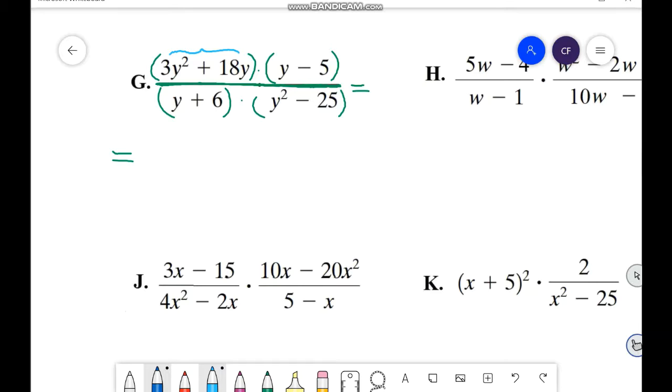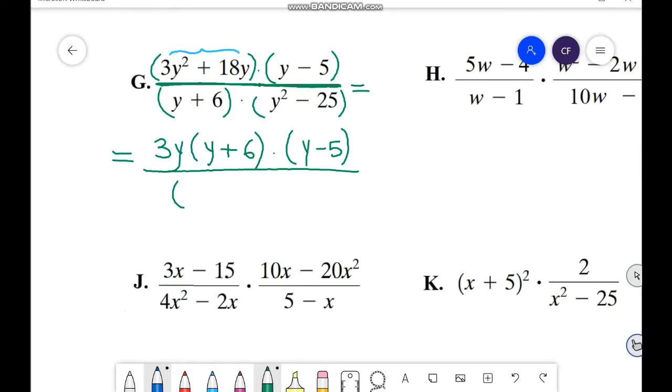We definitely can factor out 3, right? Because we have 3 and 18. And we have y squared and y. That means we can also factor out y. And inside the parentheses remains y plus 6. The next, y minus 5, there's nothing to factor out. And at the bottom we have y plus 6, nothing to factor out.